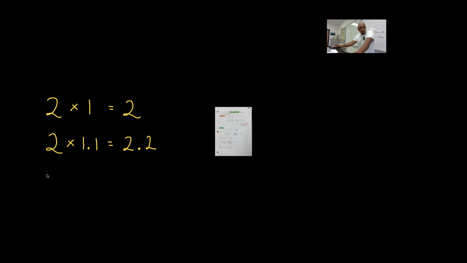Well, what happens if we multiply a number by something that is less than 1, like 0.9? Well, in that case, ladies and gentlemen, your answer is always going to be smaller than what you started with. In fact, 2 times 9/10 is 1.8. When I multiplied 2 by a number that is slightly less than 1, it gave me a number that is slightly less than what I started with. That is always going to be true.